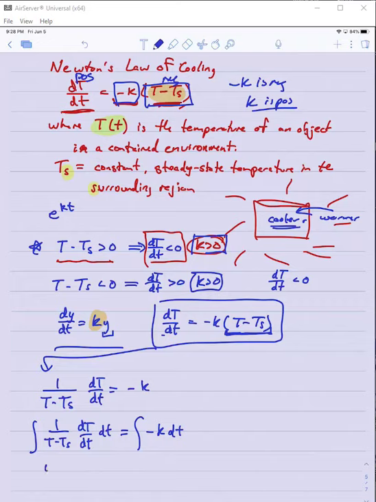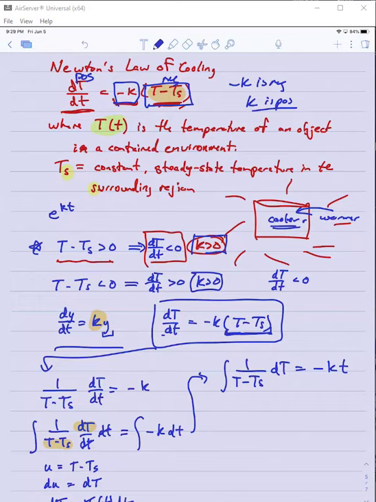Notice that on the right side here, if I were to let u equal T minus Ts, then du would equal dT. And of course, if you look at the left side, that's exactly what I have. I have 1 over u dT, if I think of those little dt's as canceling out. Really what I'm saying there is dT is T prime of t dt. In any event, I end up with the integral of 1 over T minus T sub s dT equals, and of course, let's just calculate the other side, that's negative kt. And now I can integrate that left side and get natural log of the absolute value of T minus T sub s equals negative kt plus c.